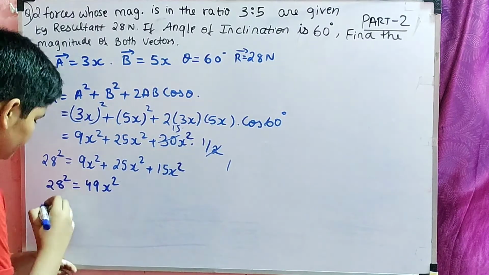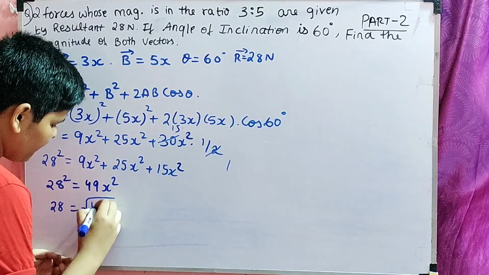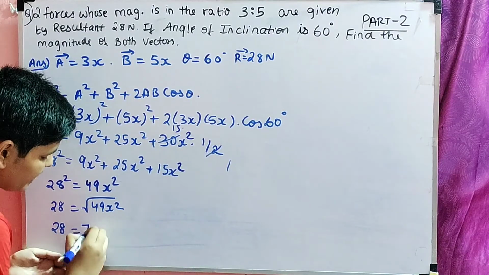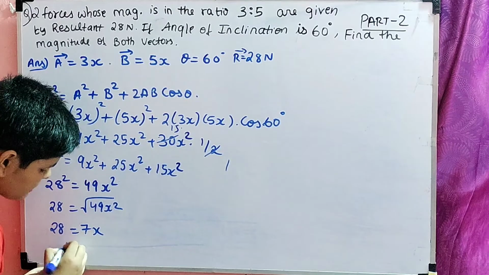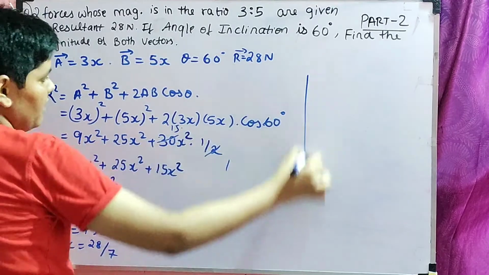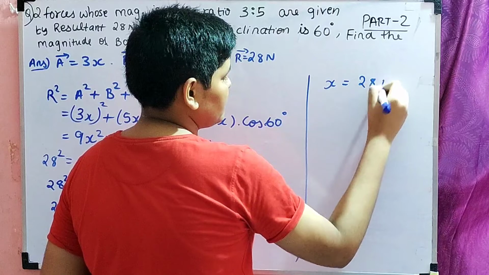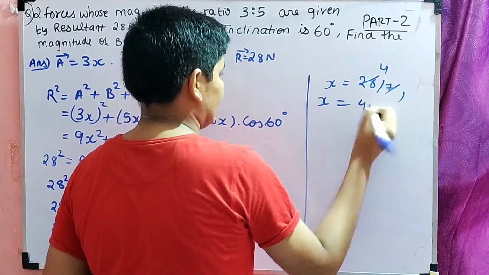We can use the square root. So here 28 is equal to the square root of 49x square. 28 is equal to the square root of 49, which is 7, and the square root of x square is x. So 28 is equal to 7x. x is equal to 28 divided by 7. So we get x is equal to 28 by 7, 7 4s are 28. x is equal to 4.